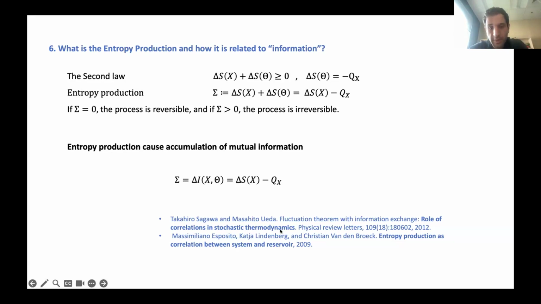And the first one, I guess they use the definition of KL divergence. They start with free energy and the KL divergence to show that. But I just want to tell you that you can see it right away. What is the definition of mutual information? It's entropy of X plus entropy of theta minus entropy of joint.